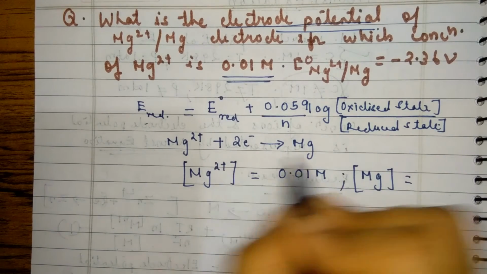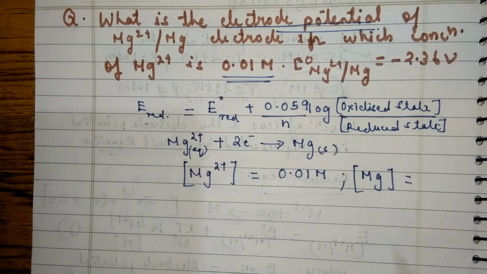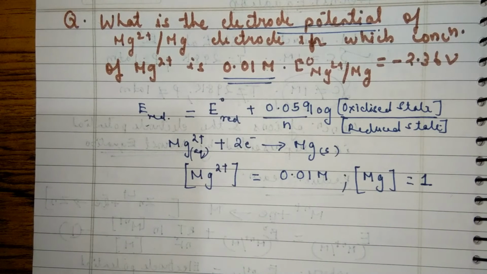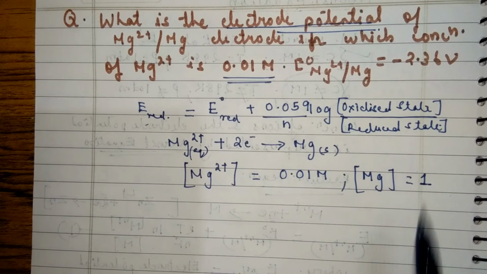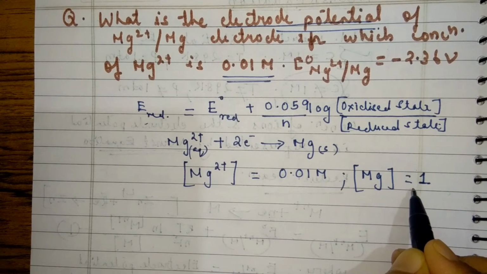Now, what about the molar concentration of the reduced form, Mg? You can see that here it is aqueous and this is solid. So, for pure solids or liquids or gases, the molar concentration is always taken as 1, or unity. Remember that. For the pure solid case, the molar concentration is taken as 1. So, that is why we will be substituting it as 1.